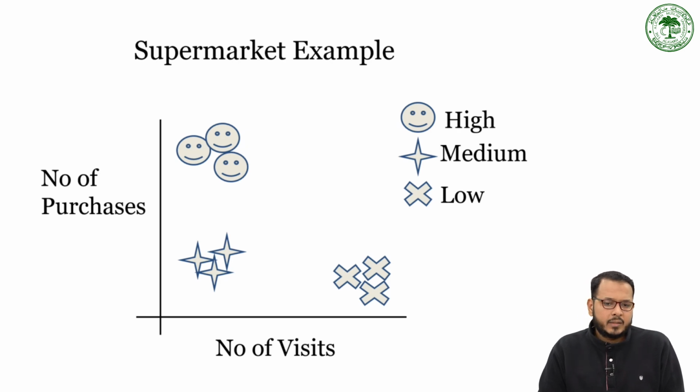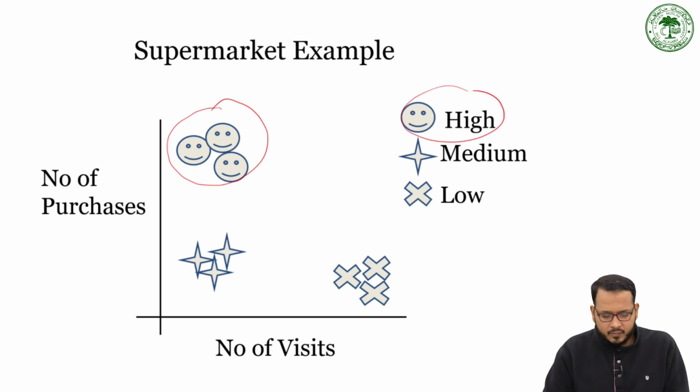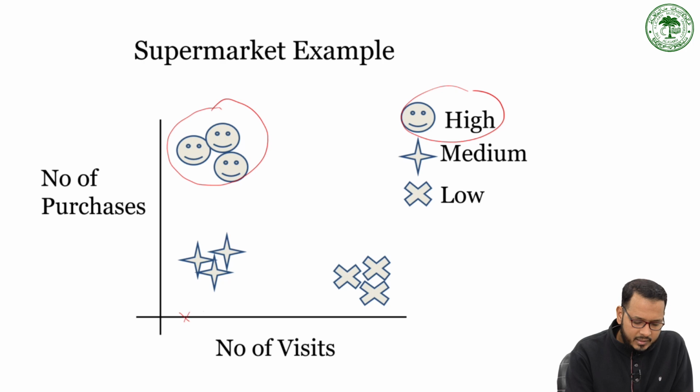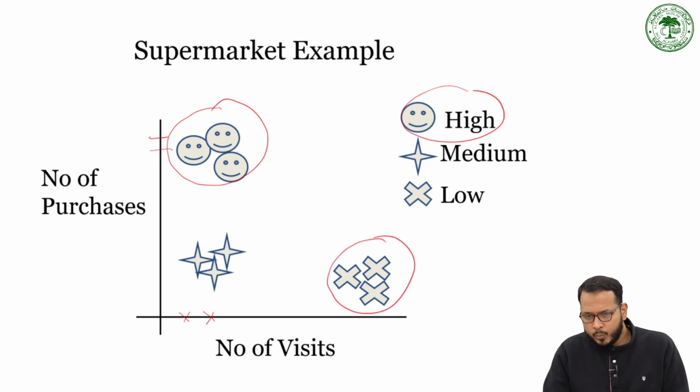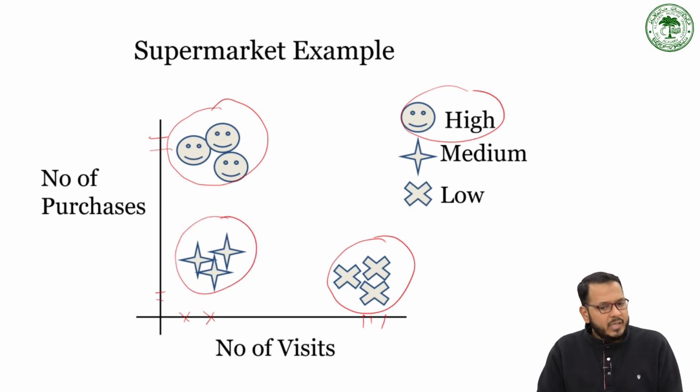If we plot the same data, then we might get a plot like this, where this group represents the class of high potential customers. Why? Because they visit less but they purchase more. On this side of the plot, you will find low potential customers because they visit a lot but buy less, and then you can say that these are medium potential customers. So this is once again a supervised learning data set.